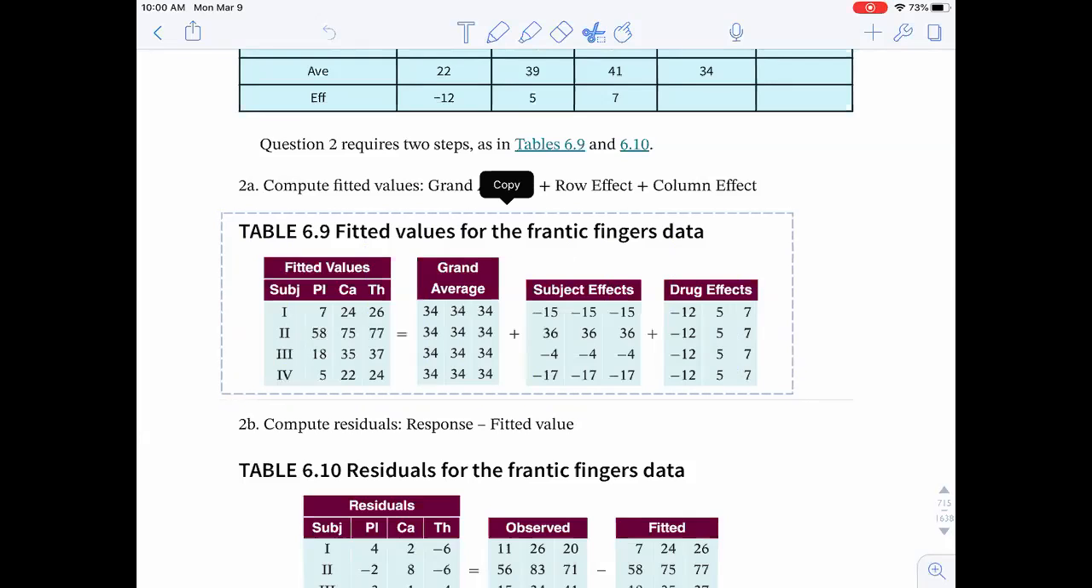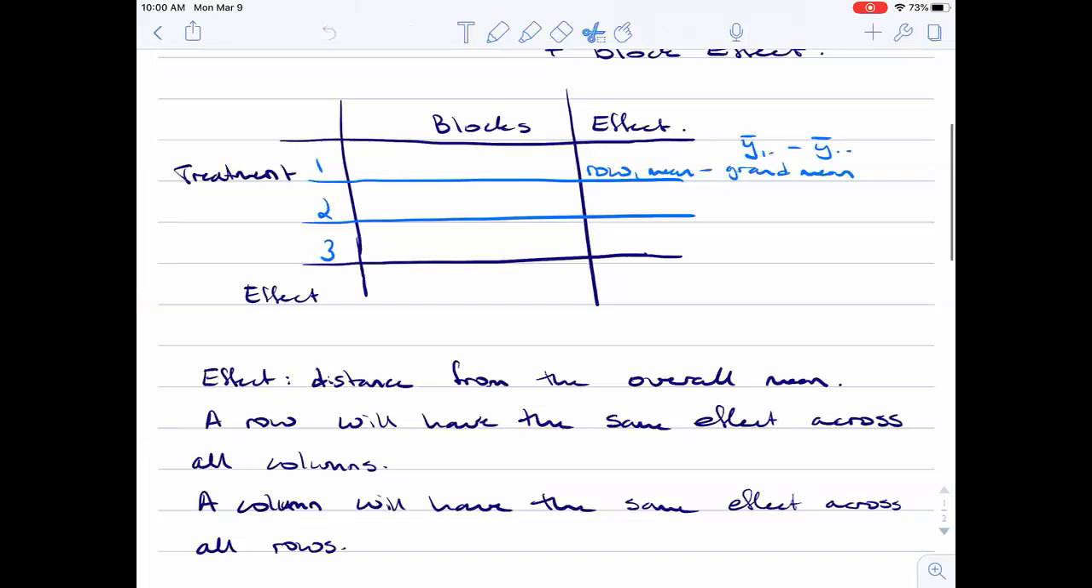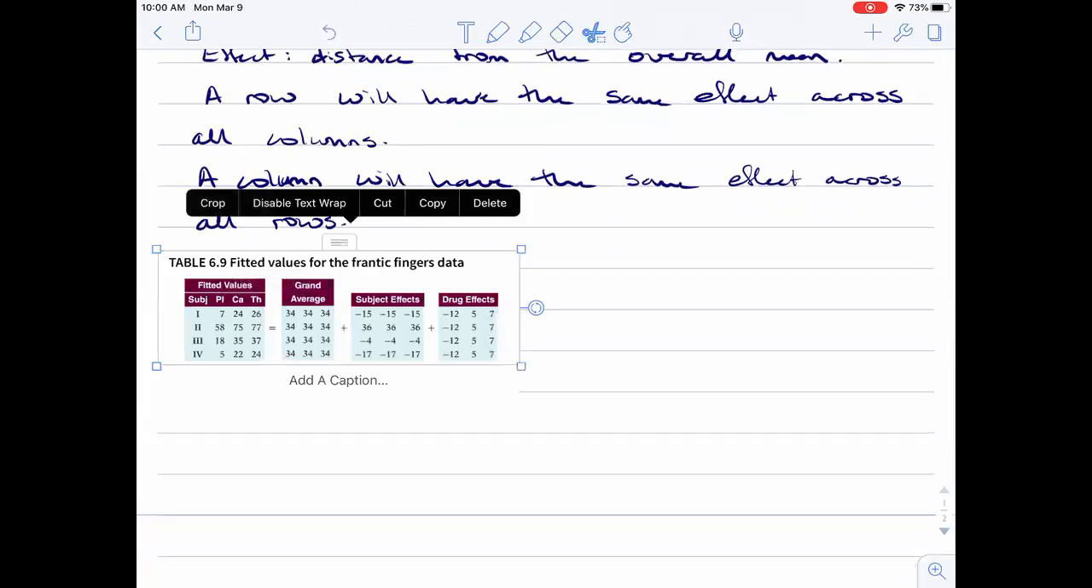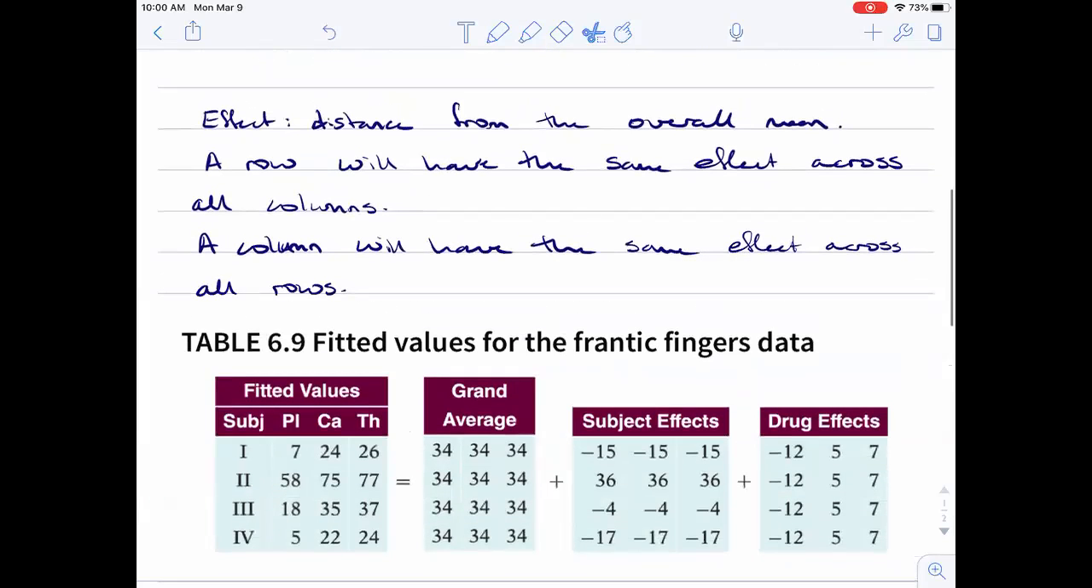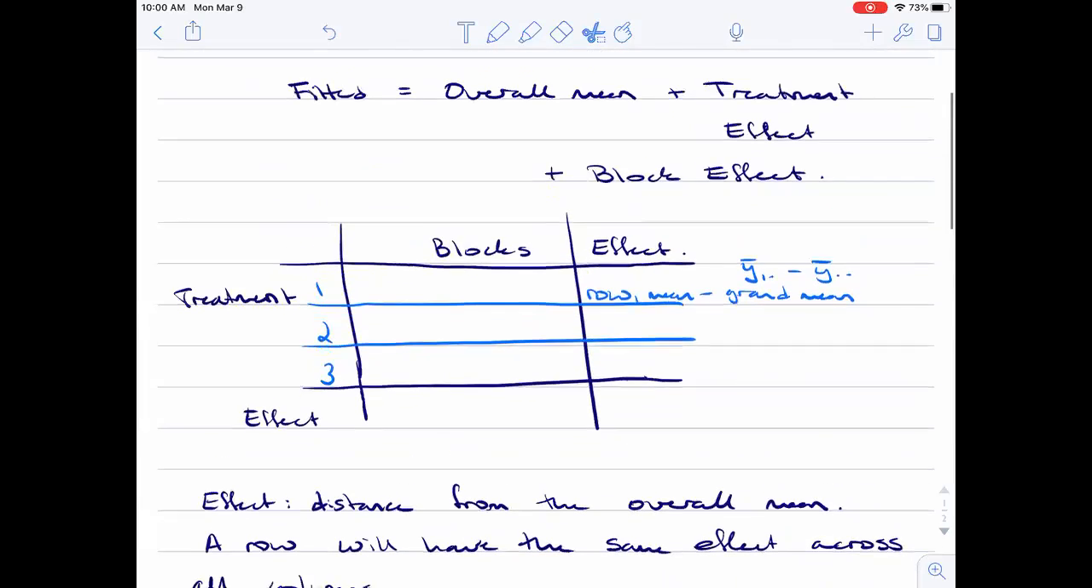Where did they get 15? Yeah, let me just pull it in here and paste it in. So the negative 15 would be from here, right?